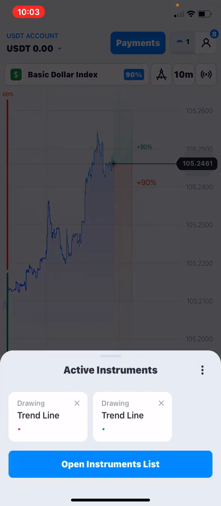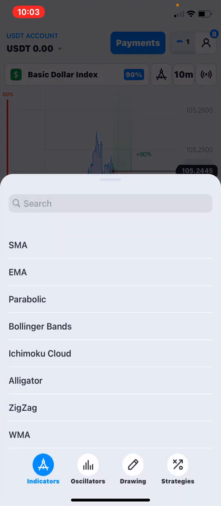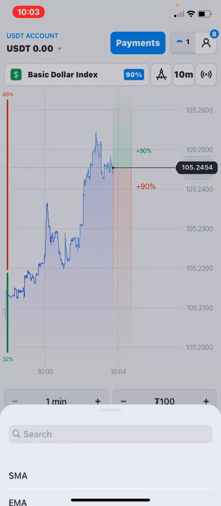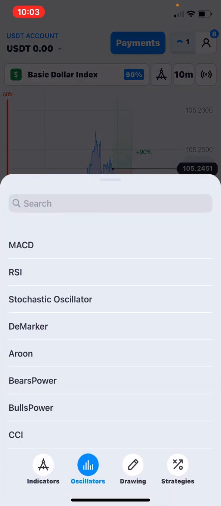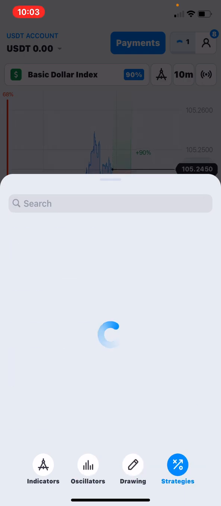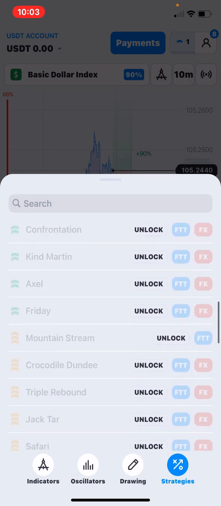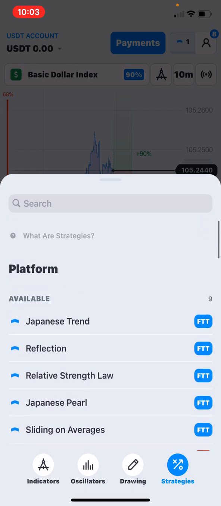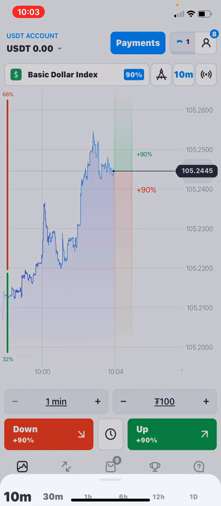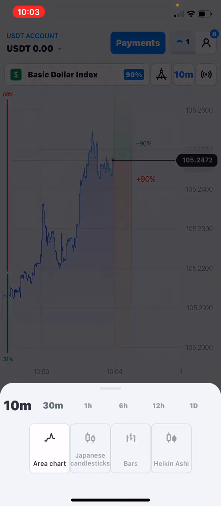When you tap on it, these are the instruments I can use. I'll give you a short signal. Okay, these are the instruments. They have a lot of instruments, strategies also. There's some free strategies, there's some blocked strategies. And here this is the time frame.